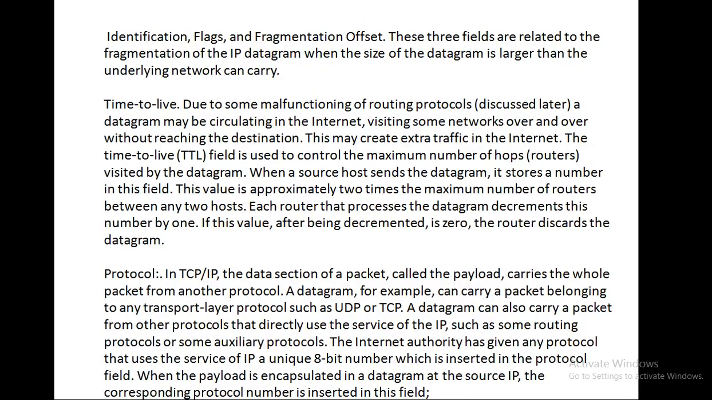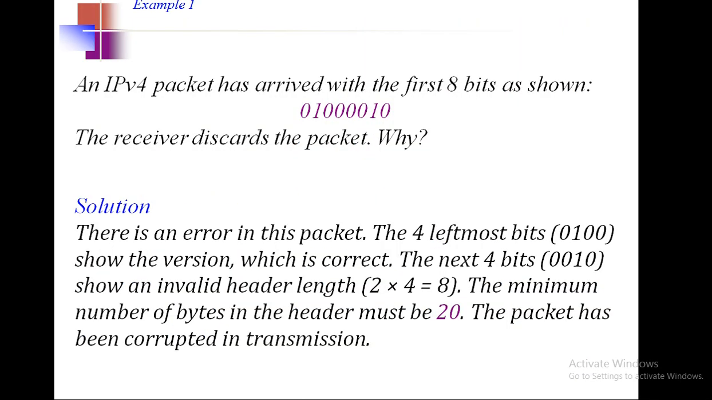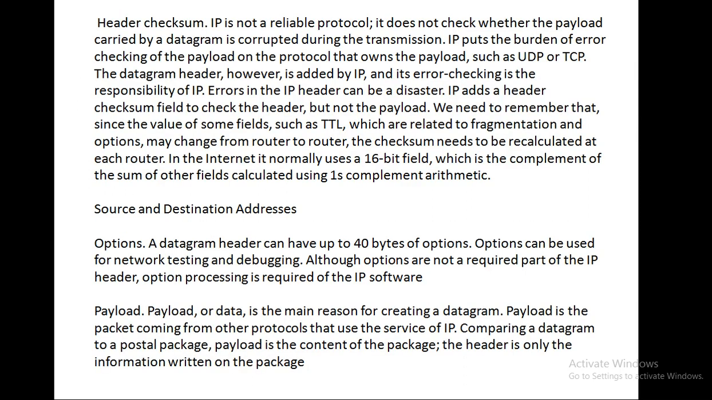The name option only indicates that it is optional, right? It is included in some packets and not included in some. It is normally used for network testing and debugging. And although options are not a required part of the IP header, option processing is required for the IP software, right? So what is payload?